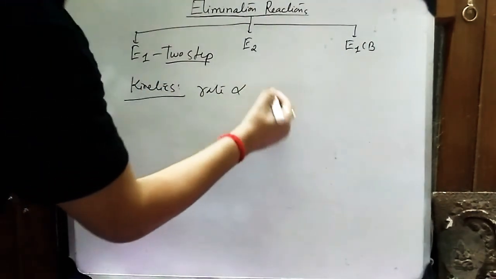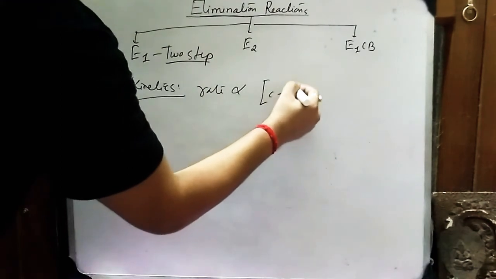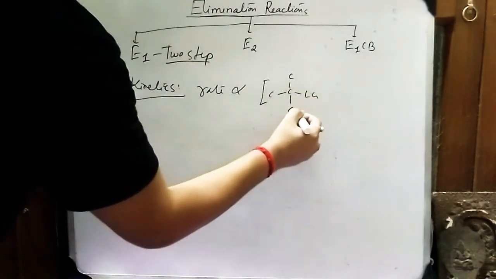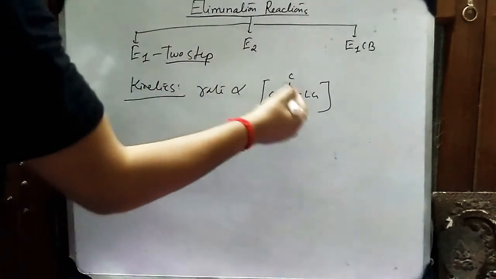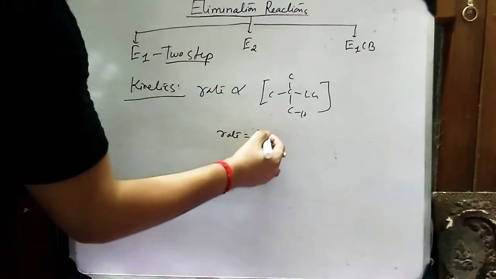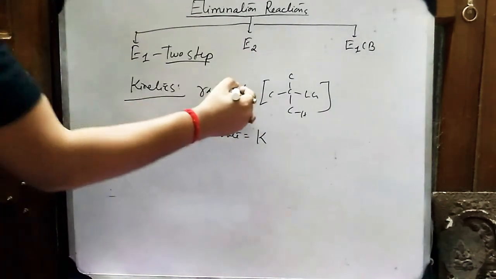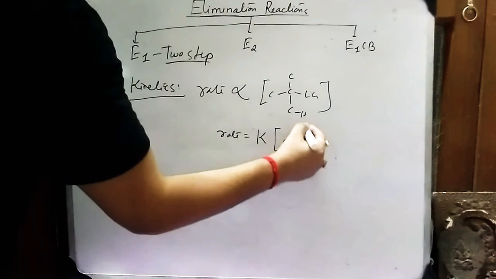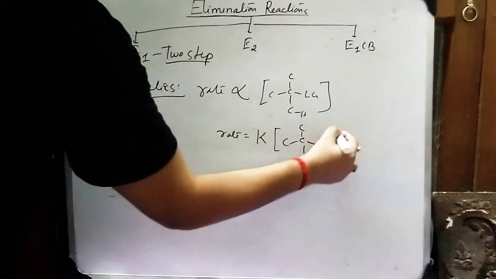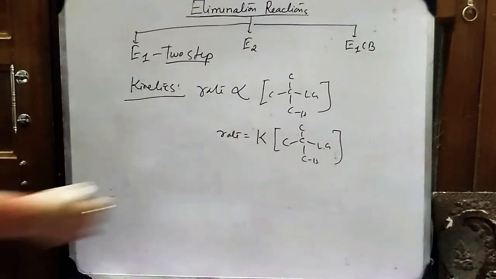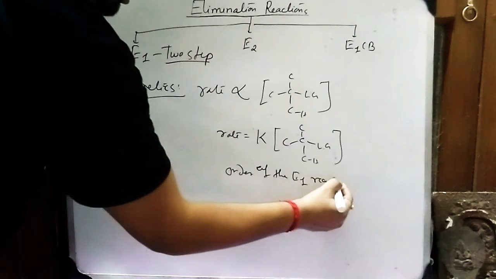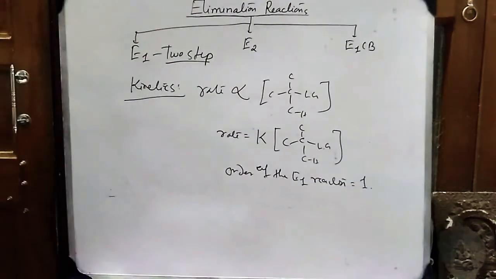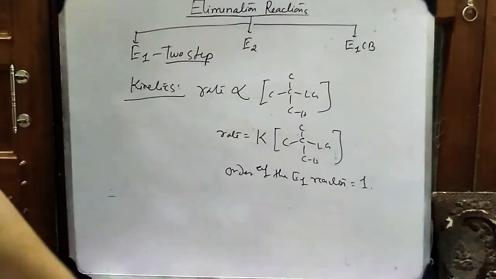Rate will be directly proportional to the concentration of the alkyl group having the leaving group. As we have seen, this is the only reactant molecule in the RDS, so the rate will be directly proportional to it. If we remove the proportionality sign, rate equals K times the concentration of the alkyl halide with the leaving group. So this is the rate equation, and the order of the E1 reaction is 1. The order of the reaction is 1 and it is unimolecular.